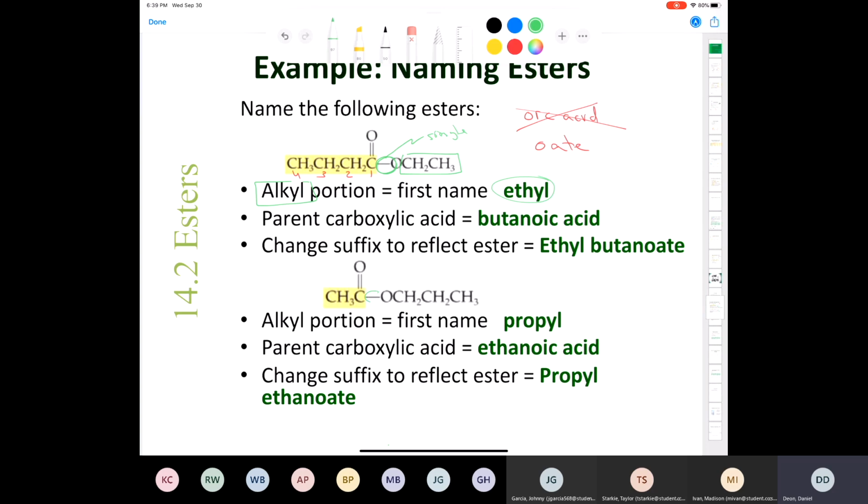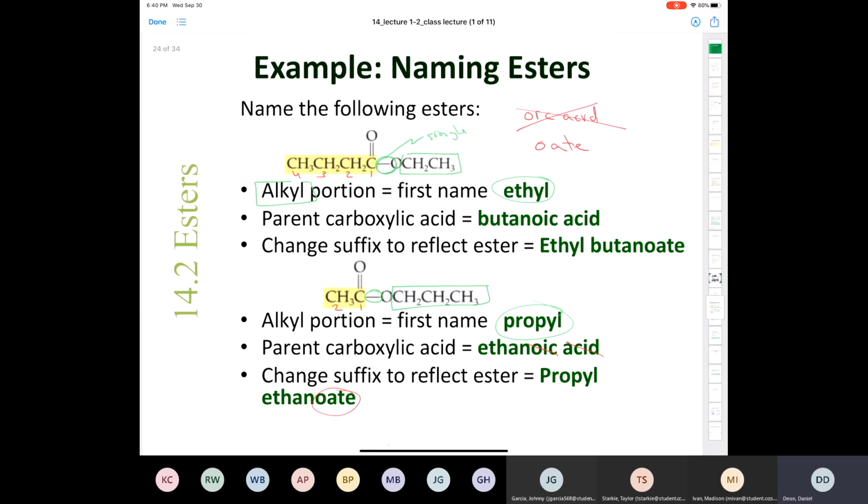Remember, this part by the single bond, that's our alkyl. This is a propyl group. So a propyl group. And then our carboxylic acid portion has 1, 2 carbons. So that would be ethanoic acid. We drop oic acid and we replace it with oate. So it becomes propyl ethanoate.